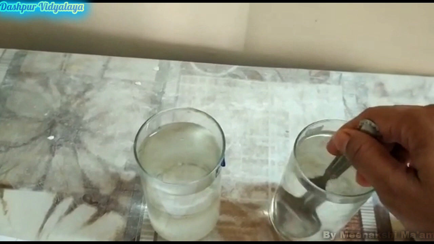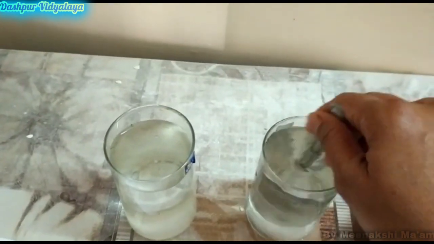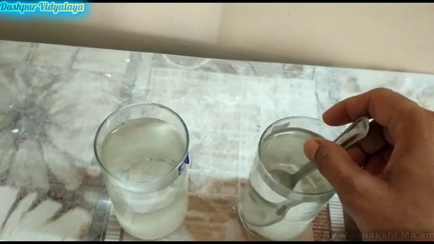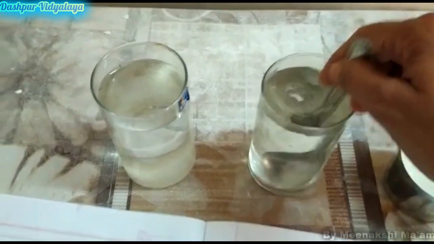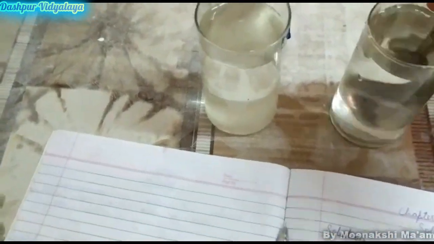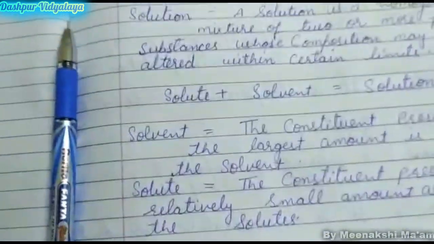Mixing sugar into water. Sugar is the solute and the water is the solvent, and when we mix them together, it will form a sugar solution. And after mixing well, we will not get any particle of sugar in it, because it gets completely dissolved in the water. That's why we are calling it a homogeneous mixture. The solute is completely dissolved in the solvent, and the composition of solute and solvent all around the solution remains the same. Means, as we can see, the sugar has completely dissolved in the water.